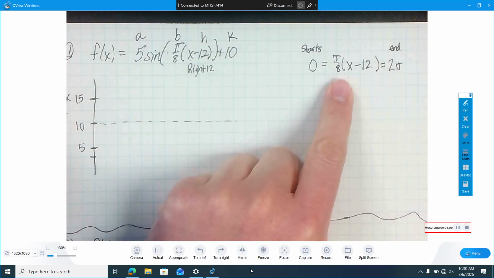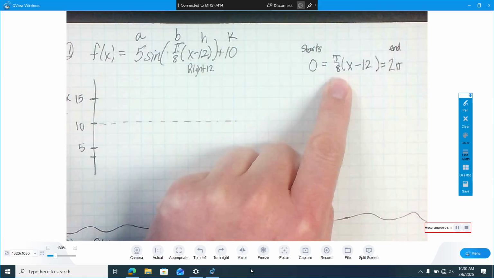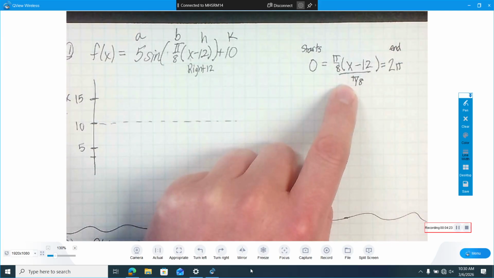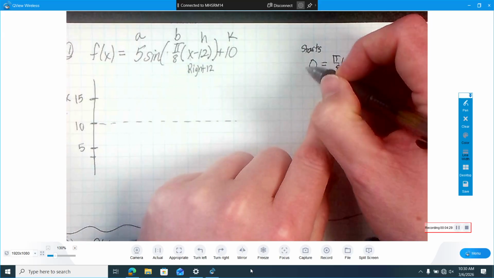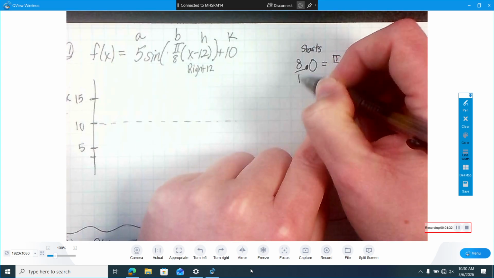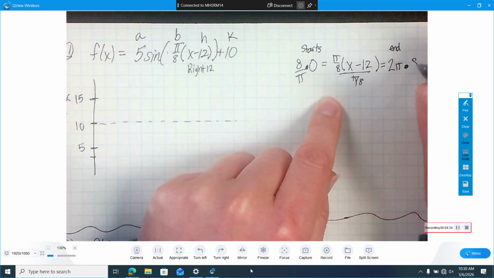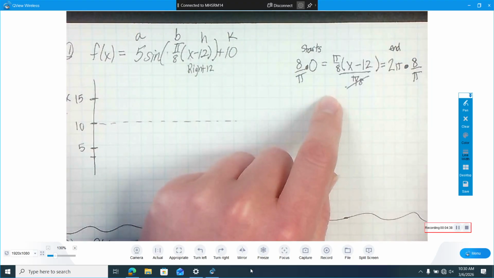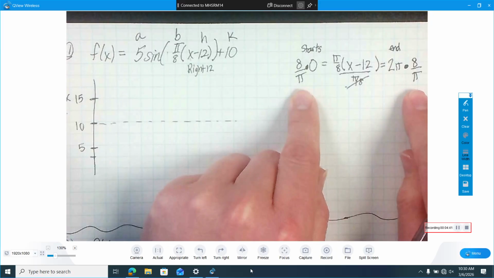Now, there's a couple ways I could solve this. I could distribute the pi over 8. I don't want to. The easiest way is to get rid of the pi over 8. How can I get rid of the times by pi over 8? Yeah, divide. I could divide by pi over 8, but I don't like dividing by fractions. What can I do instead of dividing by a fraction? Multiply by the reciprocal, 8 over pi. So I'm going to multiply both sides by 8 over pi. And again, you have to do it to every side. Instead of dividing by pi over 8, it's the same thing to multiply.